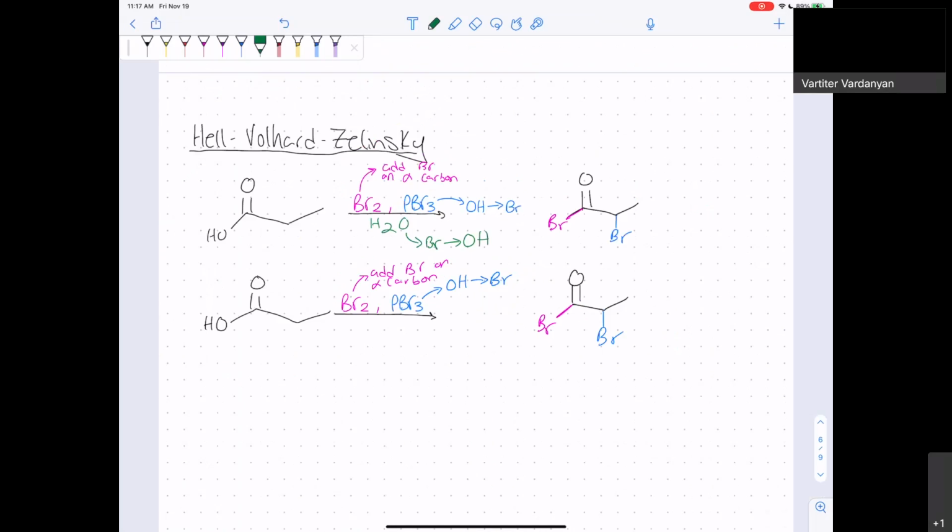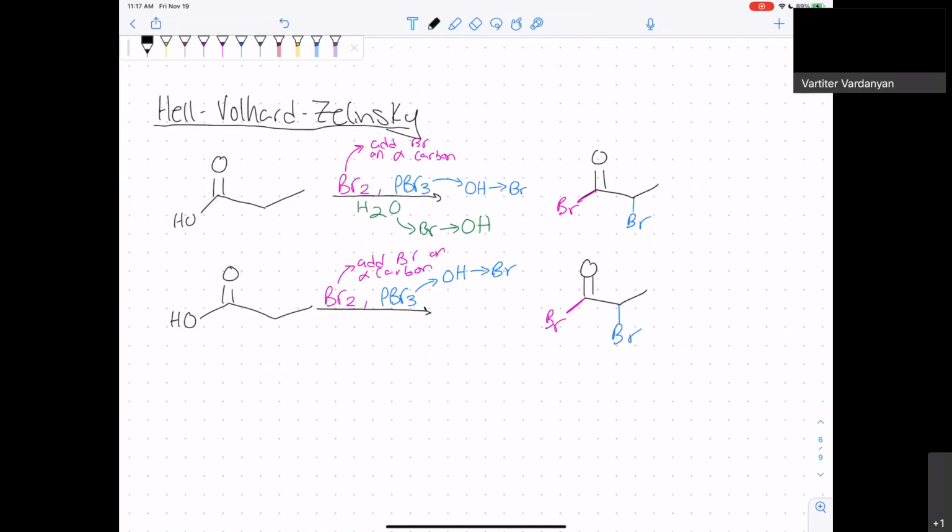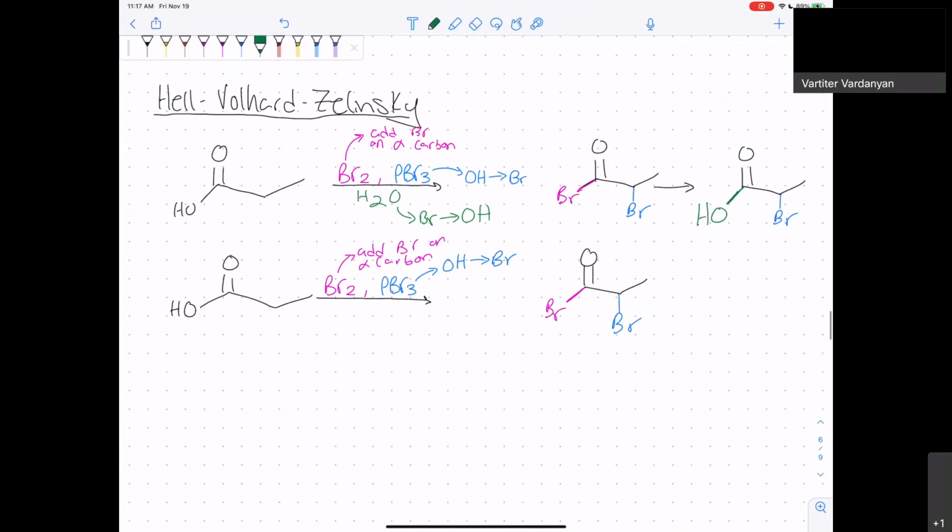So I'm going to zoom out just a tad. We keep this part of it exactly the same, and we exchange the new Br for an OH. So just to recap this reaction, if we have H2O present, we go back to an OH for the final product, and we only add one bromine. If we do not have H2O, we're going to end up with two bromines.